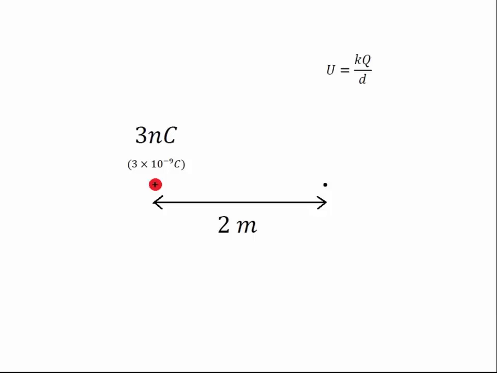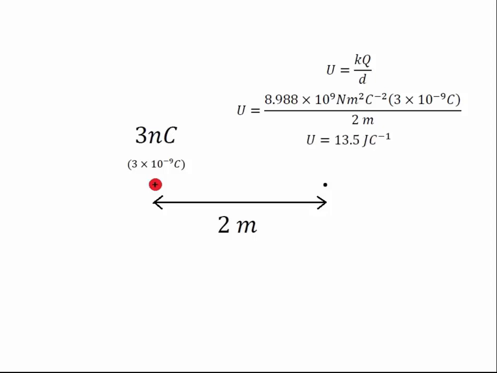So first let's do potential. Here's the potential equation. We put in the numbers. I put in the Coulomb's constant, 3 times 10 to the minus 9 coulombs, 2 meters for the distance, and that turns out to be 13.5 joules per coulomb. So what does that mean? That means that if I brought a coulomb of charge into that point from far away, it would require an input of 13.5 joules of energy to do that. And 2 coulombs would require twice that. So it's the electric potential at that point, the amount of energy per charge that you'd have to put in to get it there. So it's the potential energy that charge would have at that point.